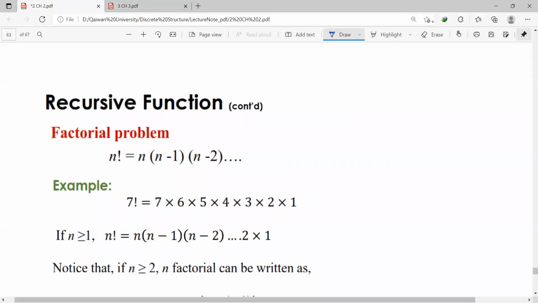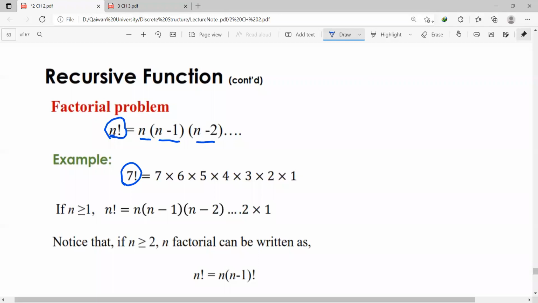For example, here we have factorial. For factorial, n factorial means n times n minus 1 times n minus 2 up to 1. Did you study n factorials? For example, 7 factorial is 7 times 6 times 5 times 4 times 3 times 2 times 1. How about 5 factorial? It equals 5 times 4 times 3 times 2 times 1.